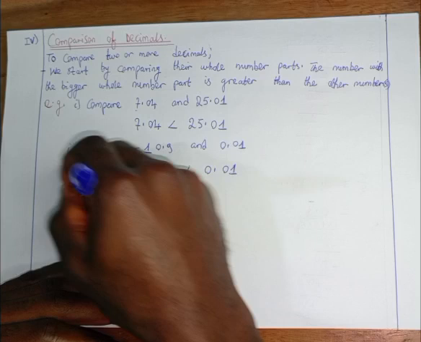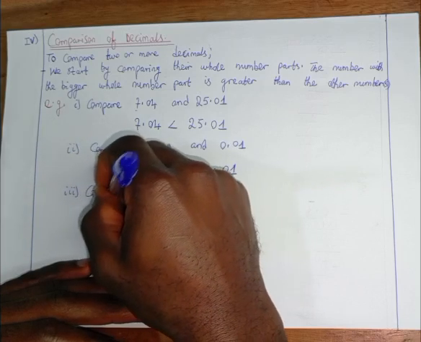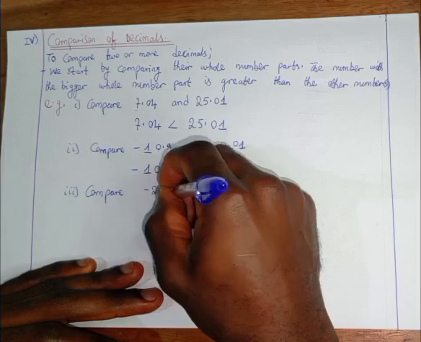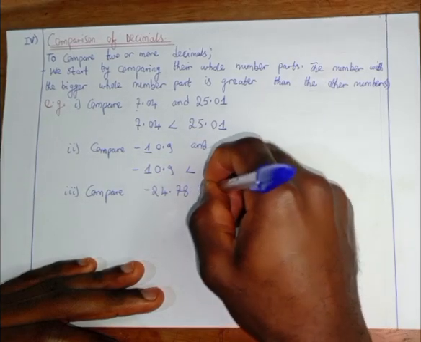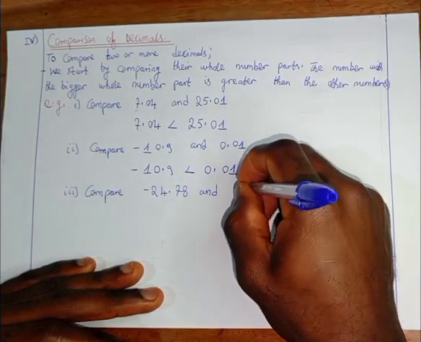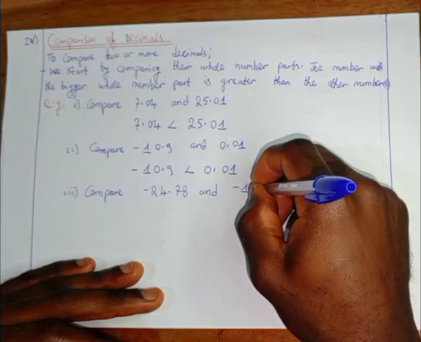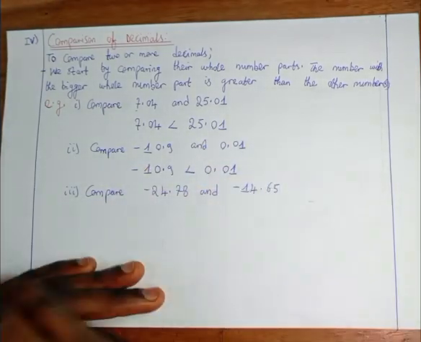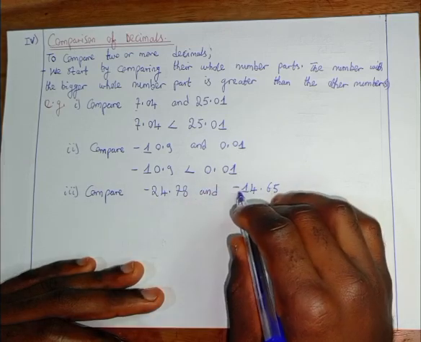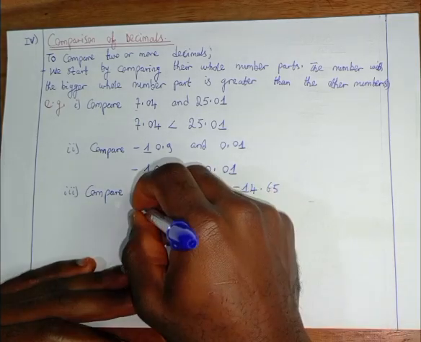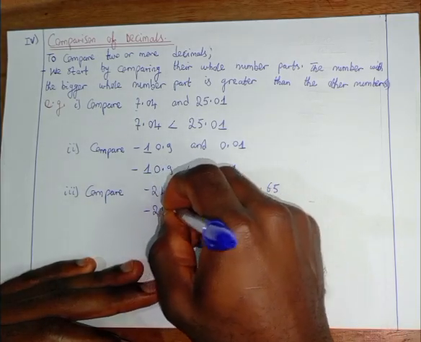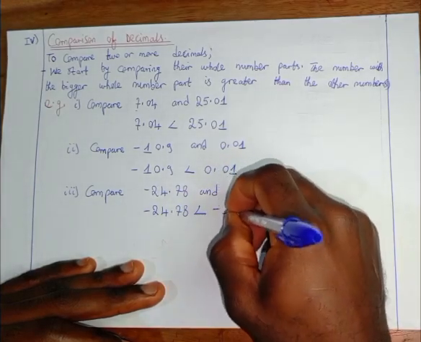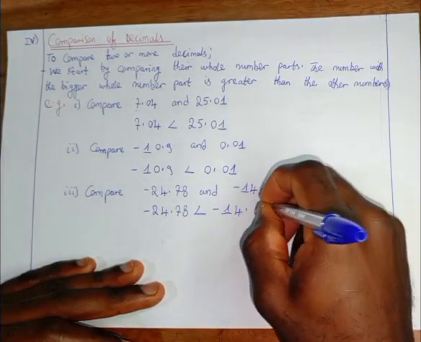3i says compare negative 24.78 and negative 14.65. We compare their whole number parts. Negative 24 is less than negative 14. Therefore, negative 24.78 is less than negative 14.65.